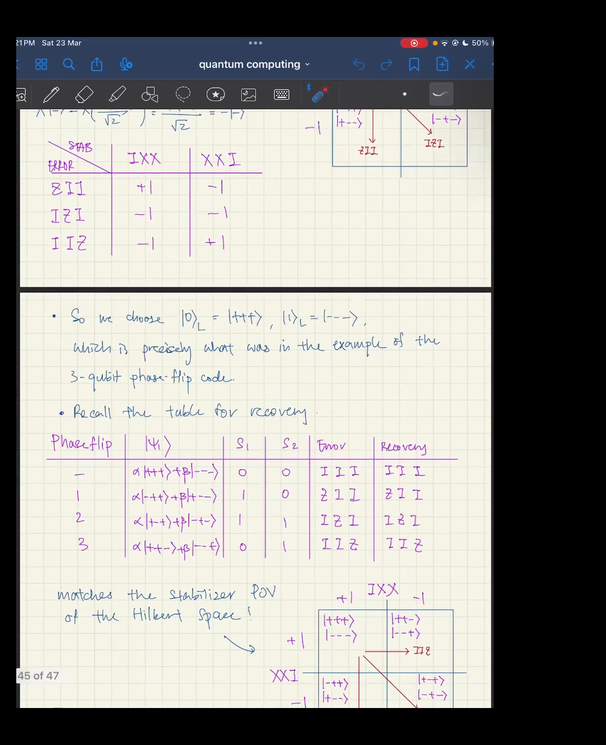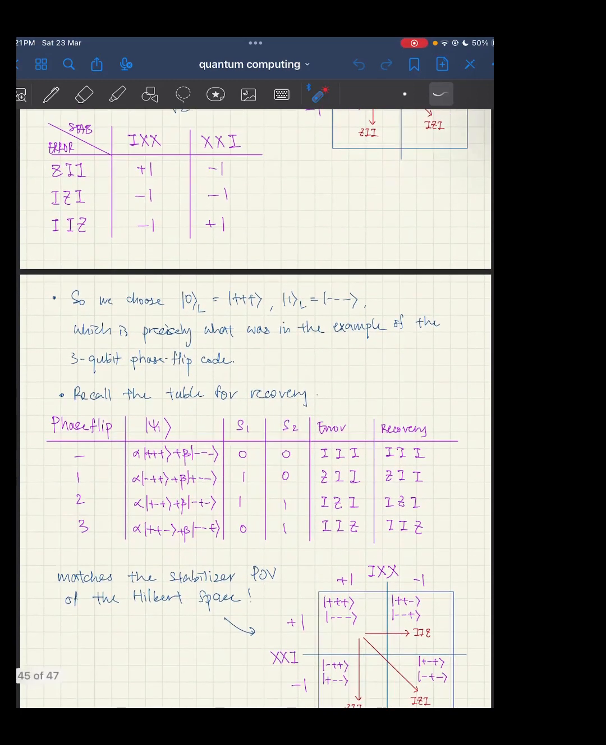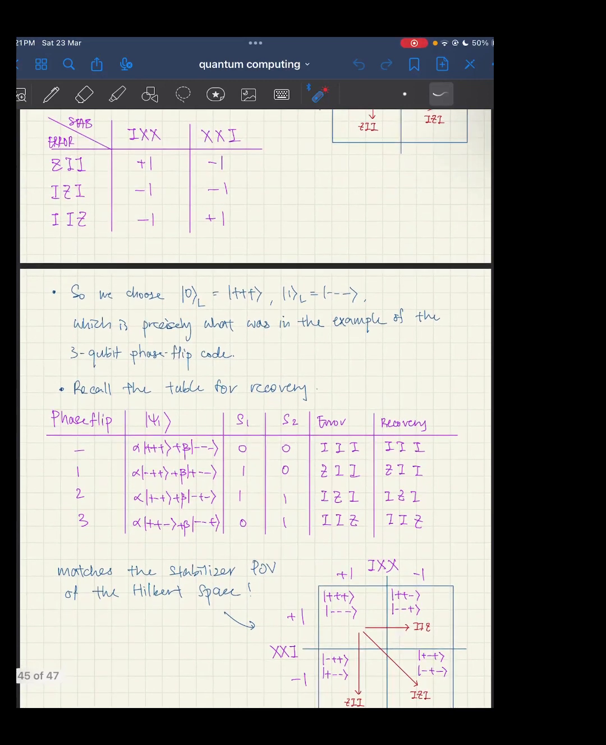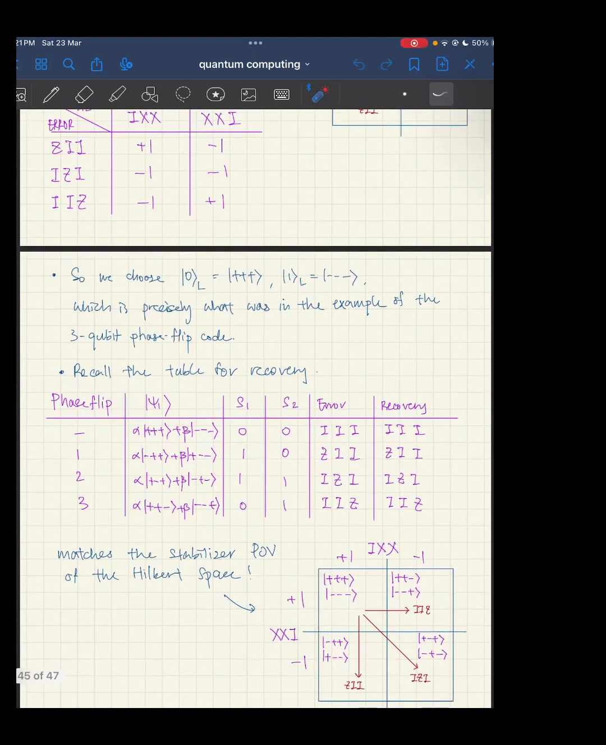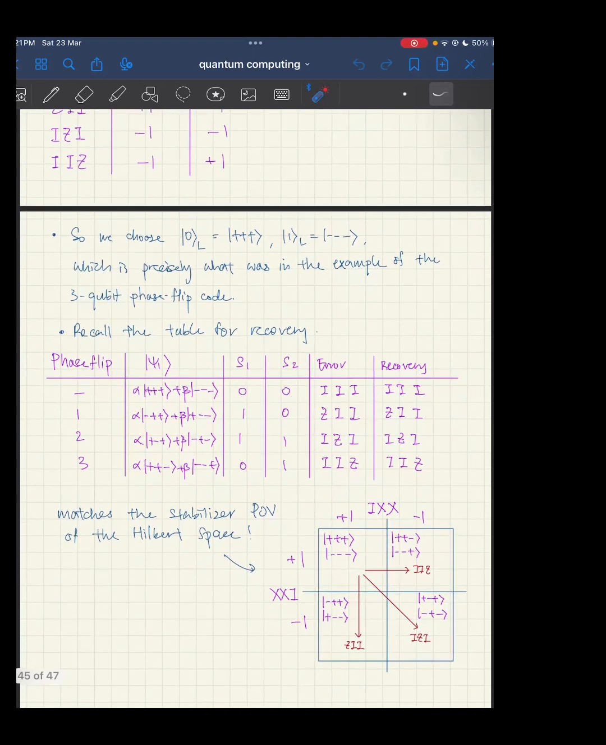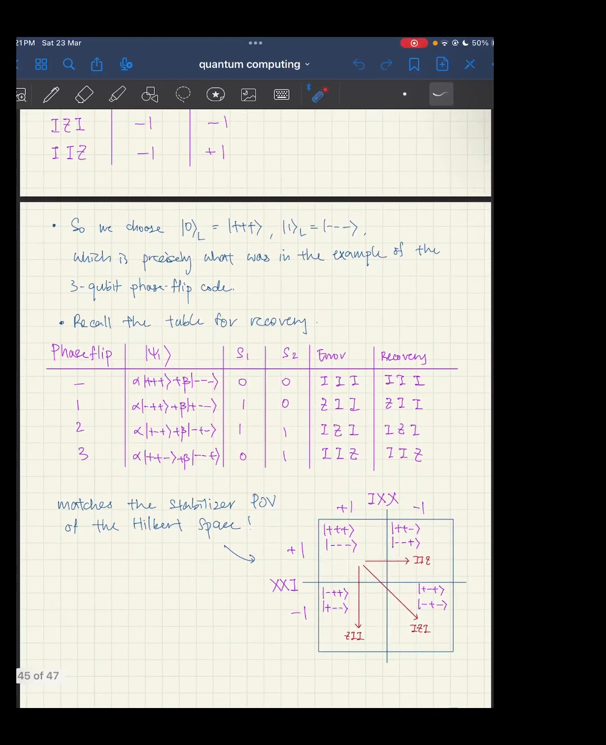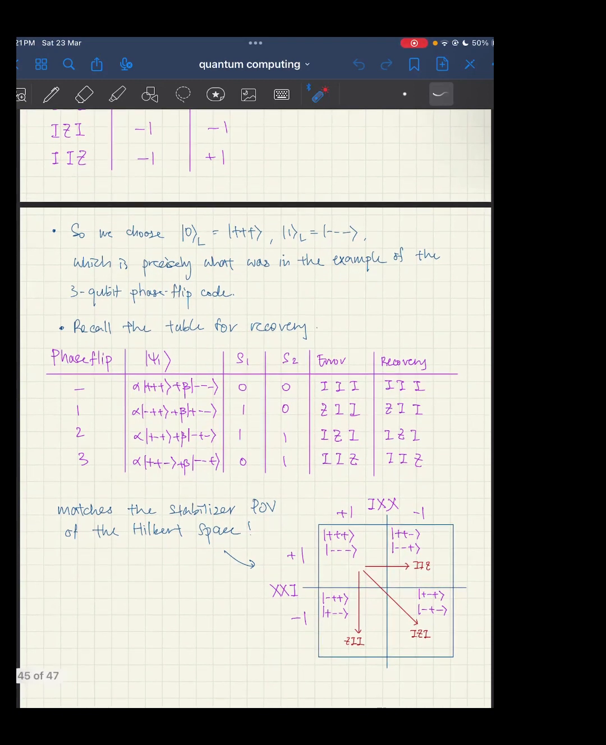So to recall the table earlier for what we did for recovery, this is slightly different, but the idea is the same. And the key point to notice here is that, first of all, the error and the recovery operation are the same, right? Because they are Hermitian. Once we know the position of the error, we can simply repeat the operator onto that particular qubit and we will recover it. So you notice that the error and the recovery are the same.